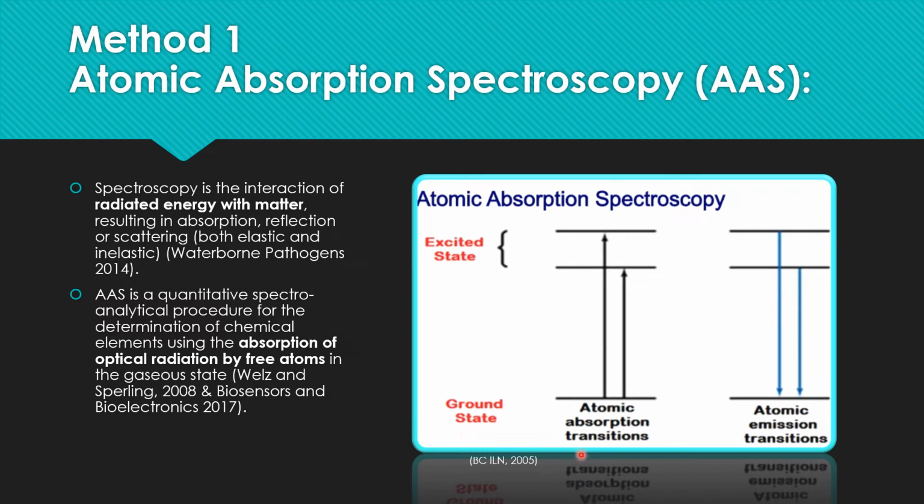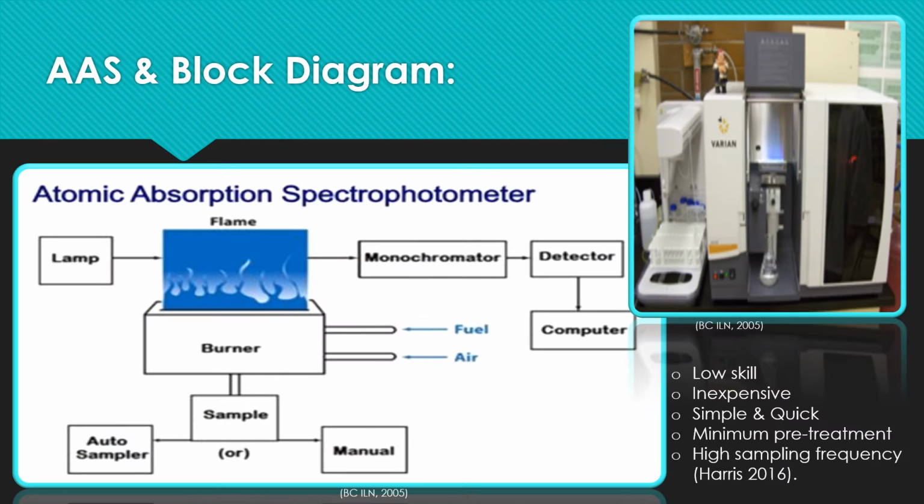As illustrated here, atomic absorptive spectra result from the characteristic absorption of electromagnetic energy by ground state atoms. Moving on to the right-hand side, we can see the spectrophotometer. Towards the left is a block diagram illustrating the components of the spectrophotometer. It comprises the lamp, burner, flame, nebulizer, monochromator, and detector.